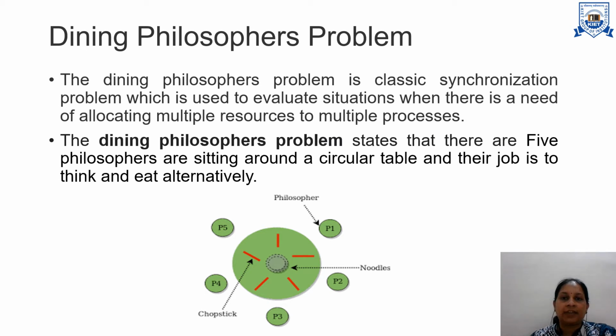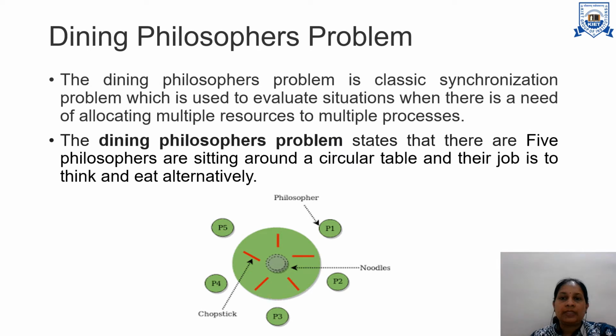Okay, let's discuss the dining philosopher problem. The dining philosopher problem is a classic synchronization problem which is used to evaluate situations when there is a need of allocating multiple resources to multiple processes. So we have multiple resources and multiple processes. These processes will request these resources, but we have to maintain the synchronization between them so that there may be no situation of deadlock.